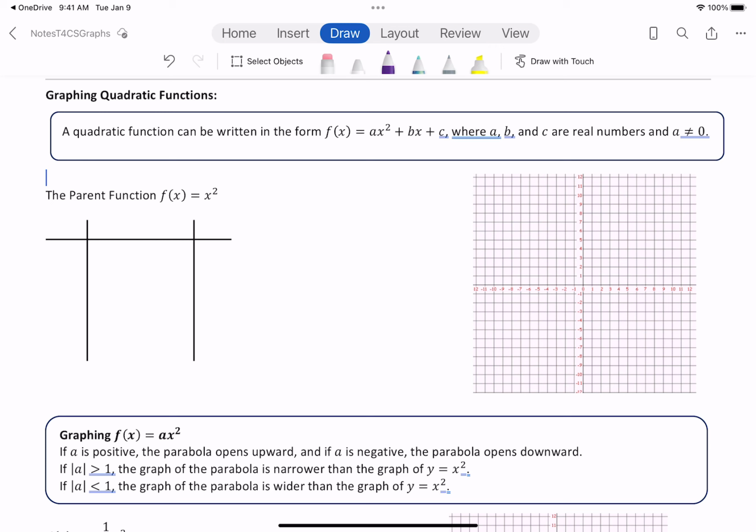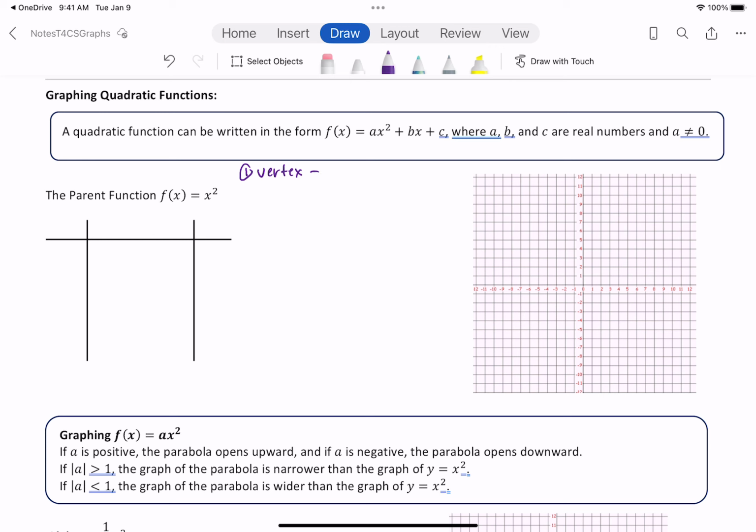All right, the last thing we're going to look at in this lesson is graphing quadratic functions. And remember, a quadratic function can be written in the form f of x equals ax squared plus bx plus c, where a, b, and c are real numbers and a not equal to 0. So the parent function is f of x equals x squared. So if we want to graph one of these quadratic functions, the first thing we always want to do is determine the vertex.